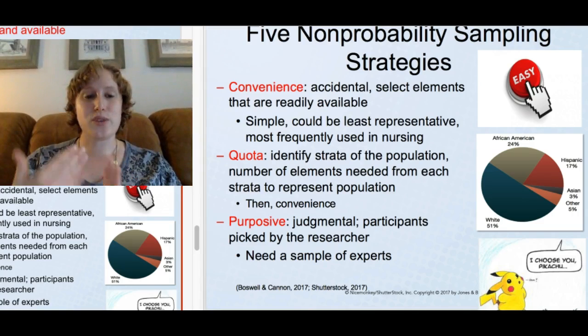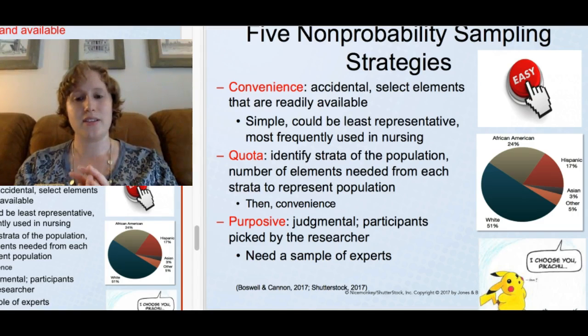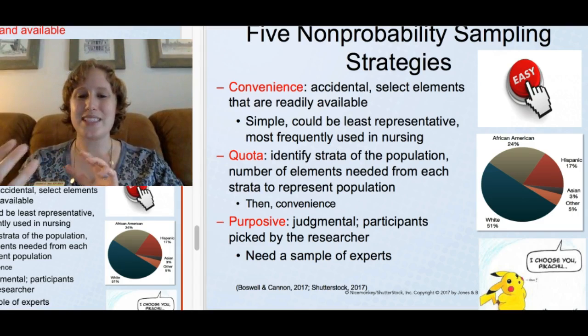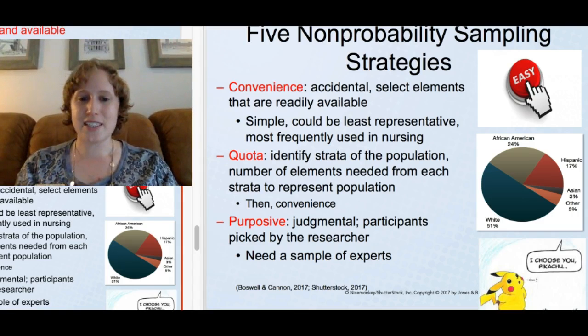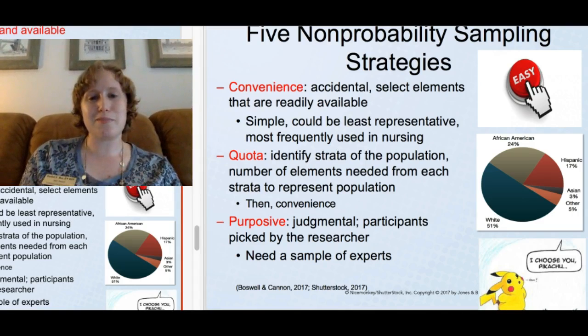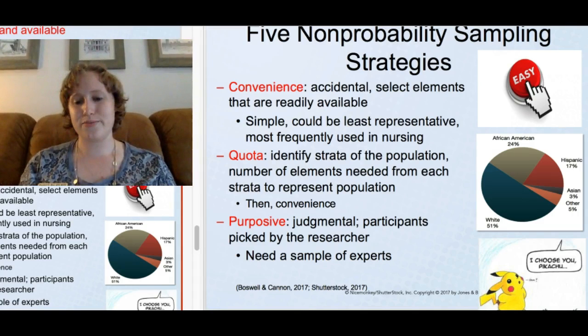Quota is the stratified random version of non-random sampling. So you're still going with that idea of demographics. For example, in this pie chart, we have different percentages of different races to be used in a study. So we want to keep those same demographics true in our sample. However, we're going to use a convenience method to get there.